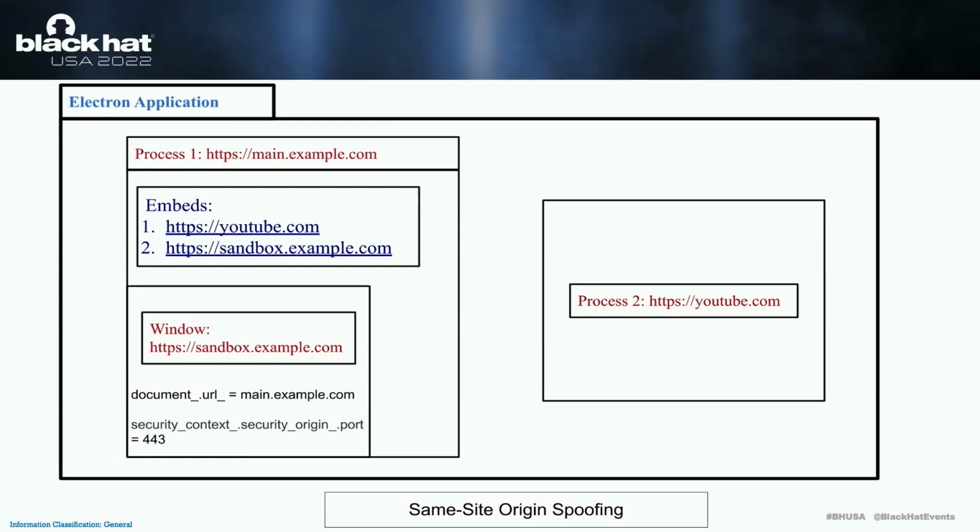Let's say you have access on sandbox.example.com, and you want to access the preload APIs and Node primitives which are running on main.example.com. How would you do it? You can run a Chrome renderer V8 exploit, and set document.url to main.example.com and the security context origin port to 443. This way, you can masquerade as your parent page and access all these preloads and Node primitives which are provided to main.example.com.